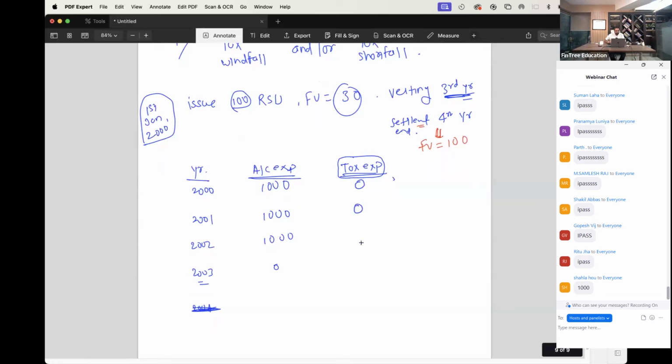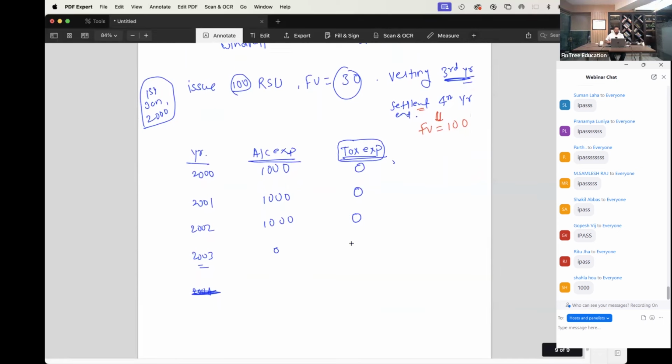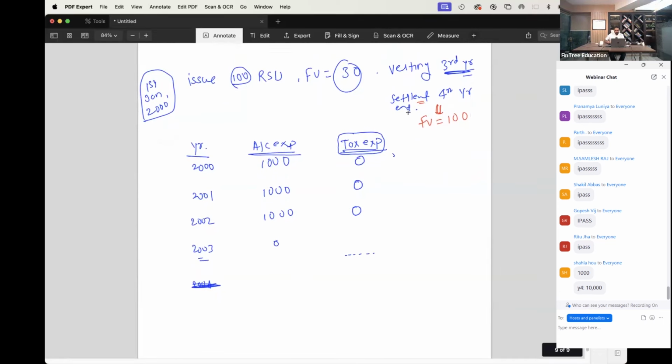So year 1, no expense allowed towards employee comp. Year 2, no expense allowed. Year 3, no expense allowed. But now in year 4, when the accounts are actually settled, you go to the tax guy and you say, okay, sir, you did not allow me the expense, but now I've actually given shares. And now at the date of settlement, the value of the shares was 100. So you should allow me expense at 10,000, right? So in year 4 on the tax account, you're going to get expense of 10,000.